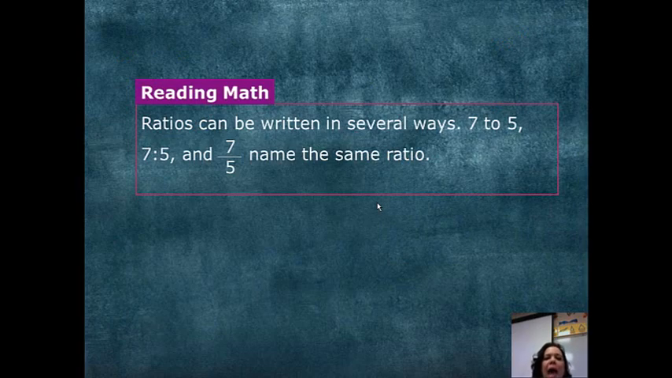So let's look at how to read ratios. Ratios can be written in several ways. We can do 7 to 5, where we actually use the word "to". We can do 7:5, and then we can use 7/5 here. It looks like a fraction, but it's not. It's a ratio. All 3 of these name the same ratio. So these are the 3 different ways you may see ratios written on your test or worksheet in class.